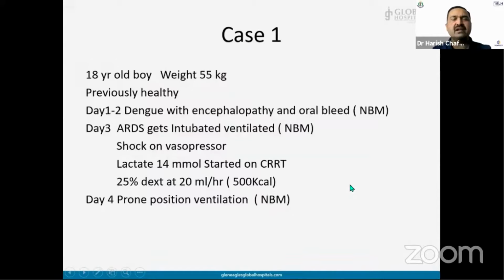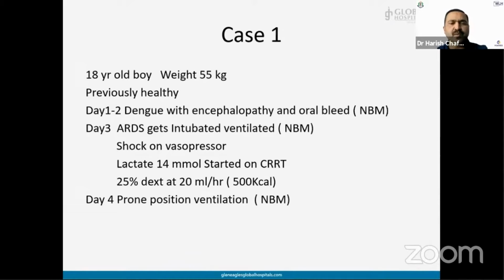To start off, I will discuss this case of an 18-year-old boy, around 55 kg, previously healthy. Day 1 to 2, he had dengue with encephalopathy with oral bleed, so that's why he was kept NBM. Later on he becomes bad and goes on ventilator. There is ARDS, gets intubated, ventilated, again remains NBM. Now there is a shock, so vasopressors are on the table. Lactate being 14, started on CRRT. As far as sugar management was concerned, 25% dextrose at 20 ml per hour, so roughly around 500 kilocalories.